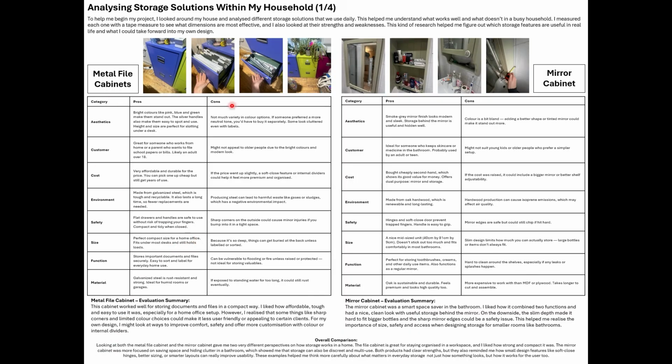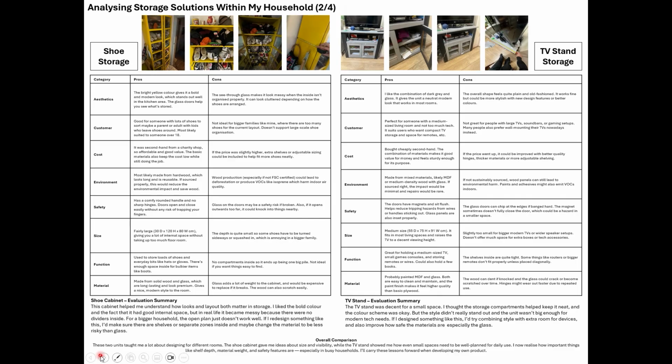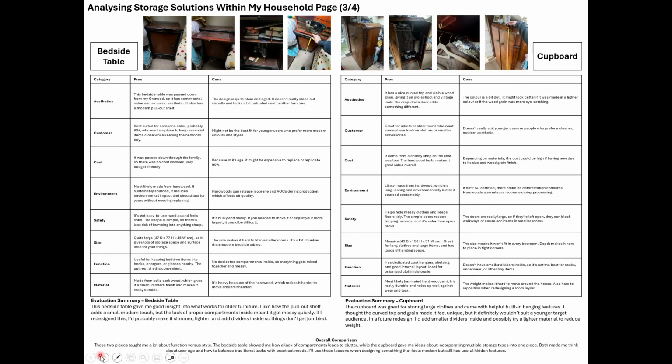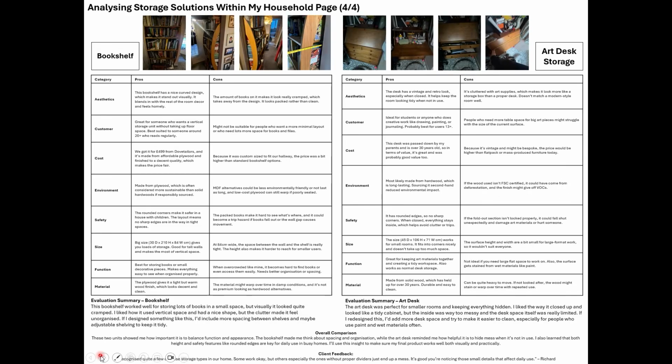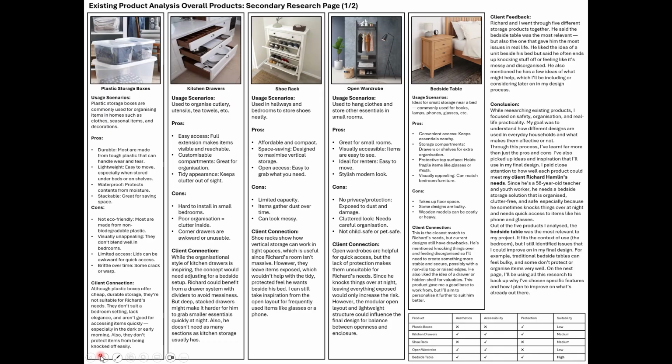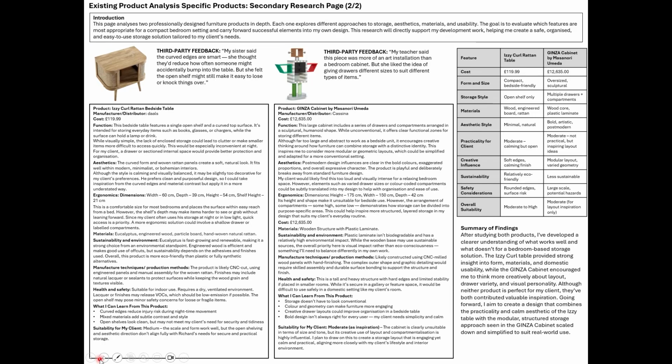I then began by analyzing storage solutions within my household. I did this by finding the pros and cons of all of them, for all of these different types of storage: shoe storage, TV stand storage, bedside table, cupboard, bookshelf, art desk storage, all of it. I then did a secondary research page where I did some existing product analysis of overall products. I then did the same, but looked at specific products. You can probably do another page on this, but I looked at some bedside tables.